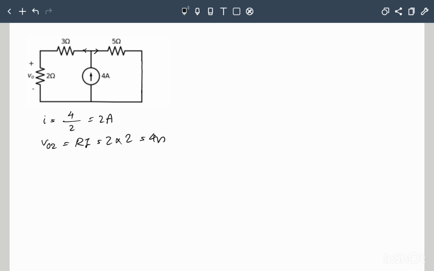The last step was to combine all the results together, so V0 is equal to V01 plus V02, which is 2 plus 4, which equals 6 volt.